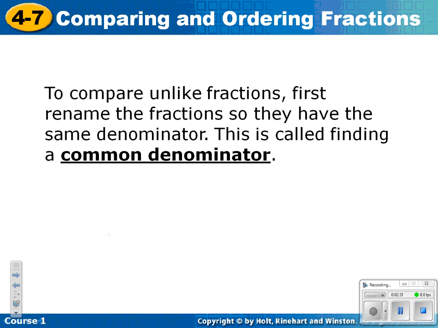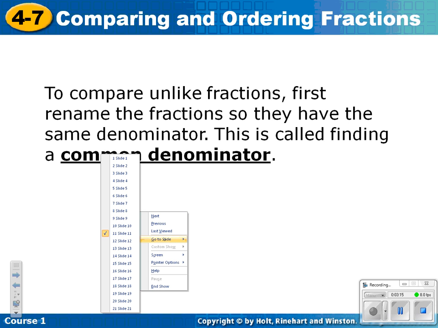Okay. Now, to compare unlike fractions, first rename the fractions so they have the same denominator. We have to make the unlike fractions into like fractions. Now, in order to do that, we get a common denominator. There really is only one rule for fractions. Whatever you do to the top of a fraction, you have to do to the bottom. Whatever you do to the bottom, you have to do to the top. Both ways. It's the same thing.